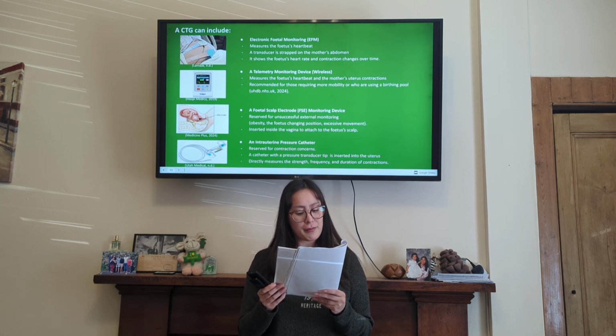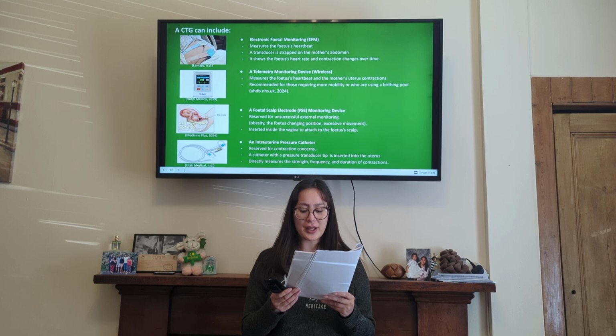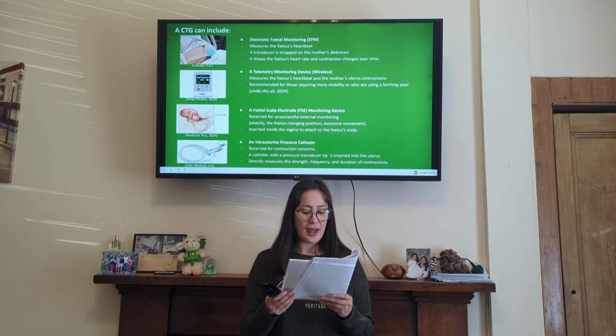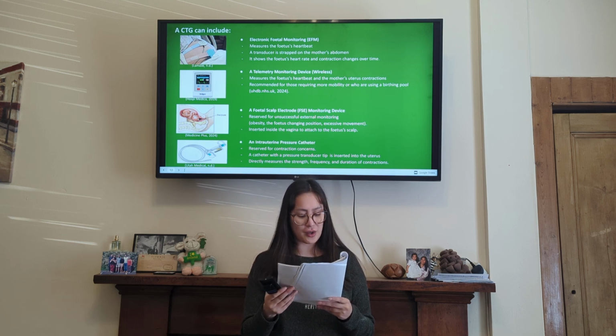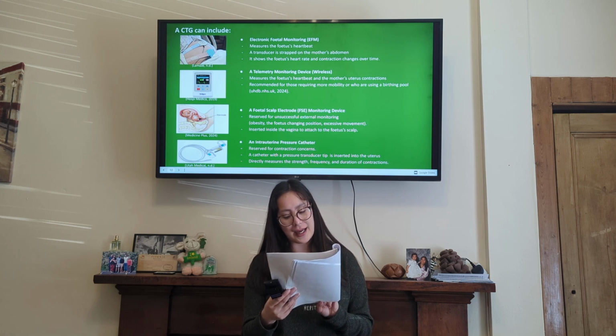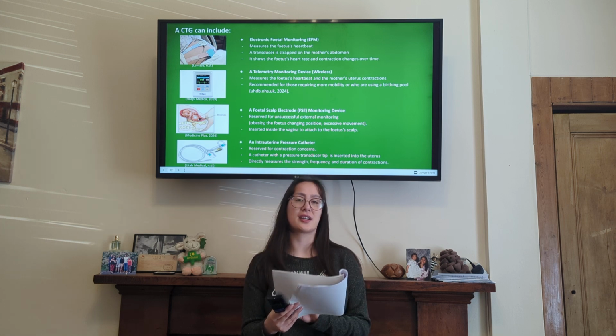An intrauterine pressure catheter. This involves a catheter being inserted into the uterus with a pressure transducer at its tip, allowing detection of any pressure changes during contractions. It directly measures the strength, frequency, and duration of the uterine contractions. It is not typically used and is reserved for when there are concerns regarding contractions.